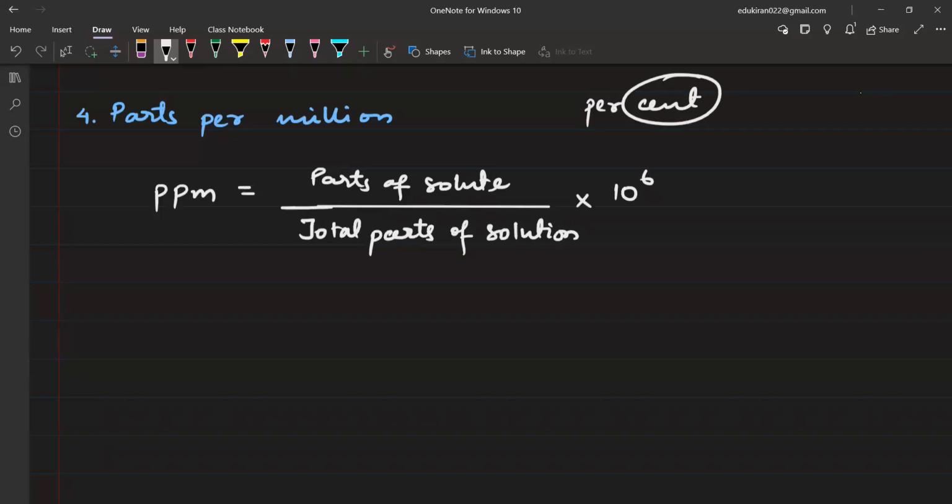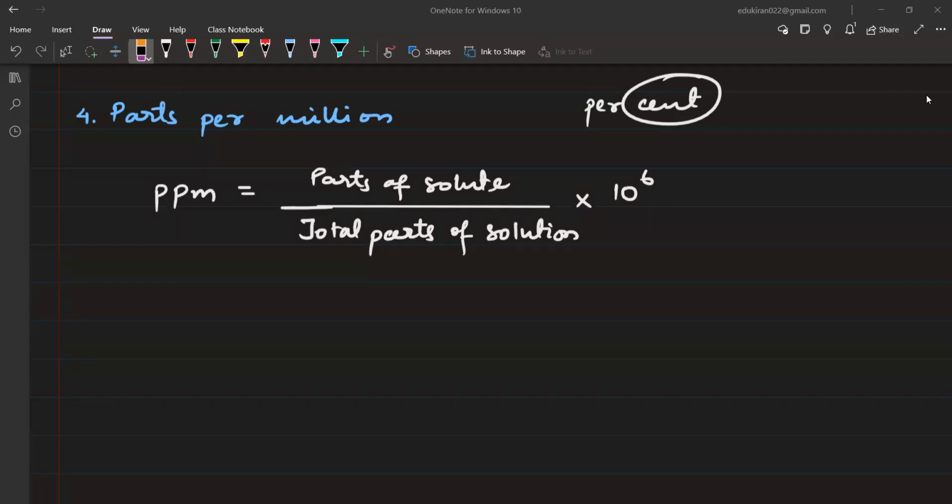Okay, so now this parts, what is parts? Parts can be either mass or volume, right? You can take mass on top and volume below, or volume on top and mass below, you can take anything, right? There is no restriction in ppm. In ppm, the numerator can have mass, denominator can have volume. You just don't need to see those things in parts per million. Okay, so this is parts per million.